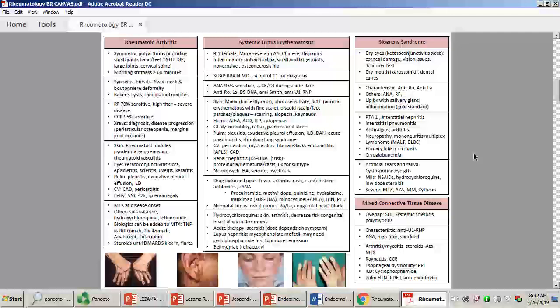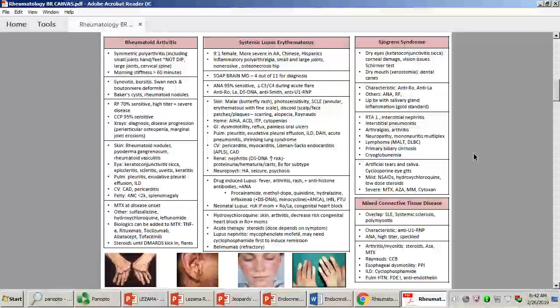Right? So inflammatory polyarthralgia is seen, small and large joints. This is, however, non-erosive, unlike your RA, right? So the type of joint pain that they get with lupus, when you do x-rays, you're not going to see the erosions associated with it. You can eventually develop osteonecrosis of the hip because, of course, of the long-standing steroids that these patients tend to be on. You guys know the SOAP BRAIN MD.